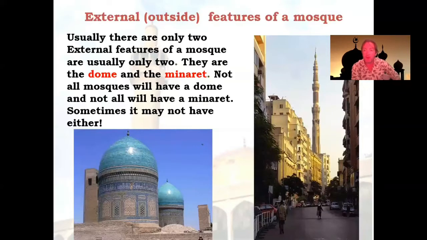Okay, so your first main task of this lesson, the main lesson objective, is to be able to describe the features of a mosque. So here we begin with what you will normally find on the outside of a mosque. 2 external features. The most common ones are the minaret, which I already mentioned because it's the tower from which the call to prayer is heard. But also most mosques will also have a dome as well. Sometimes mosques might not have either of these things, but they're the common features on the outside.